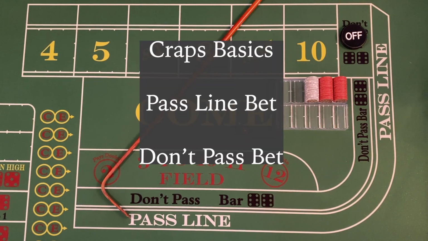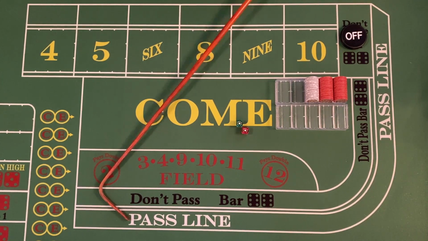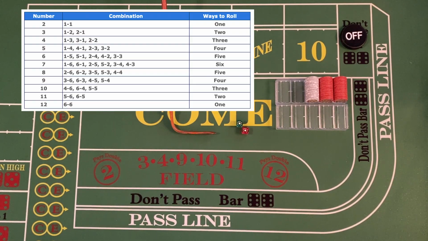This is going to be a video in a series I'm going to call Craps Basics. What we're going to talk about today is the pass line bet and the don't pass bet. But in order to understand craps, we need to understand first some basics. Craps is played with two six-sided dice.